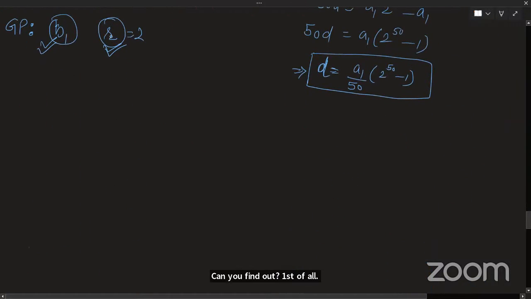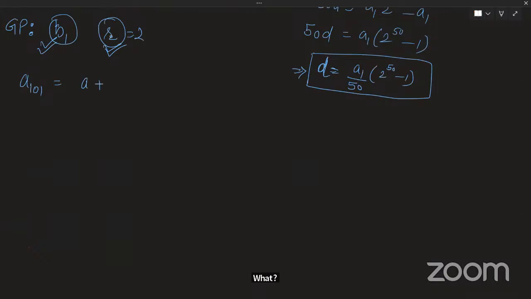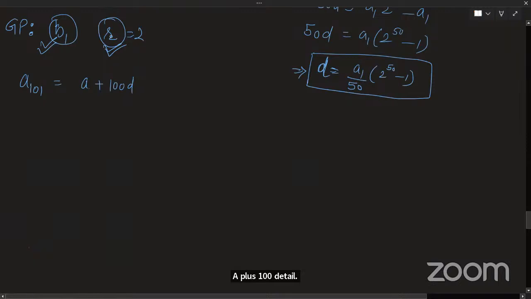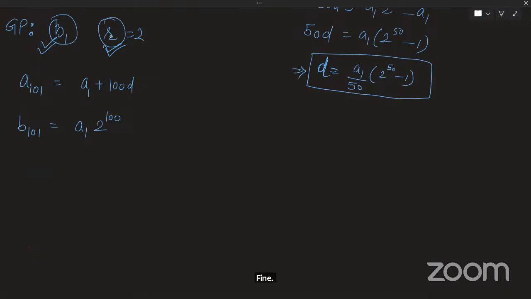First of all, we will find out the 101st term of the AP. It is A1 plus 100D. And what will be B101? A1 into R to the power of 100, so A1 into 2 to the power of 100. Can you substitute D here? You can easily do it.